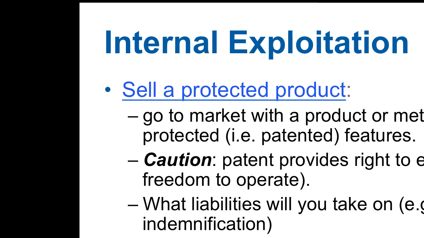In the internal exploitation, you have a patented product, you're going to sell your product. Now you have a protected product. So you go to market with that and you have patented features. Again, now you have your patent and you're selling your product, but the patent does not give you the right to make that product. It's just the right to exclude others. So you could be selling your product, you could have a patent on your product, and you are still open to being sued for infringing some other third-party patent. Anybody have any questions on that?